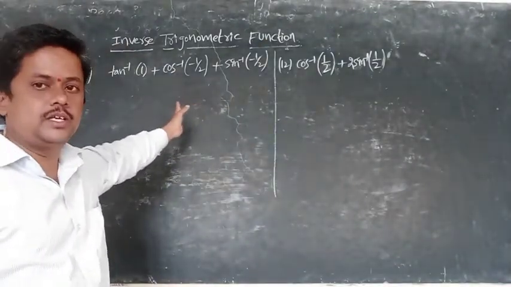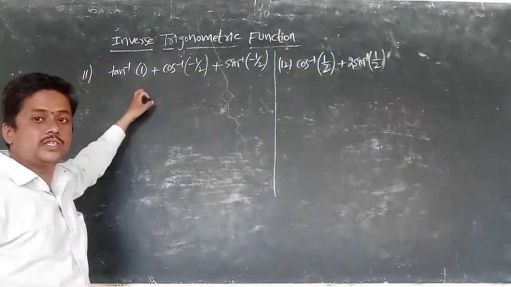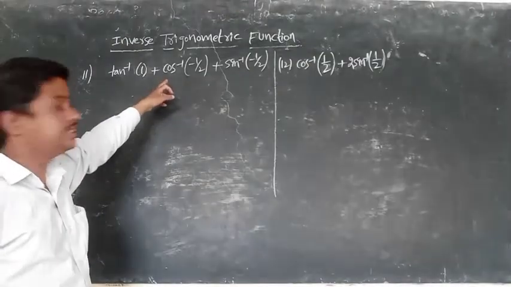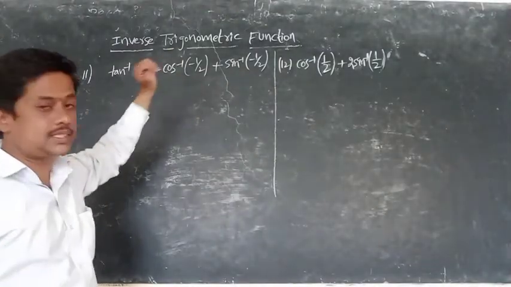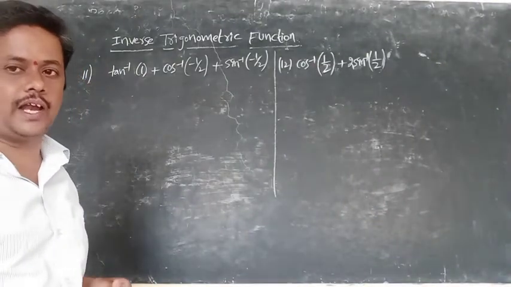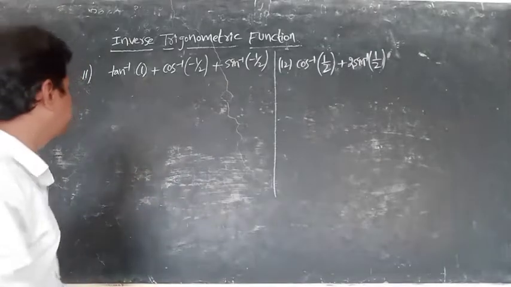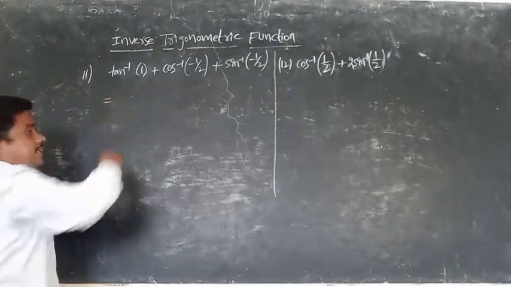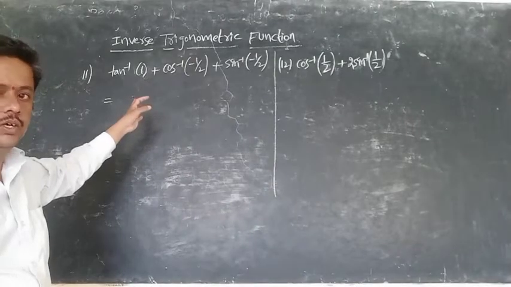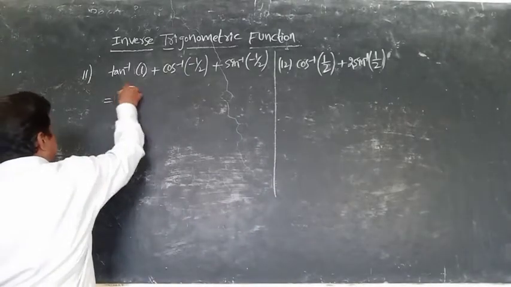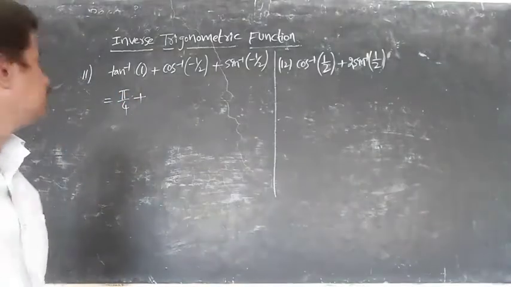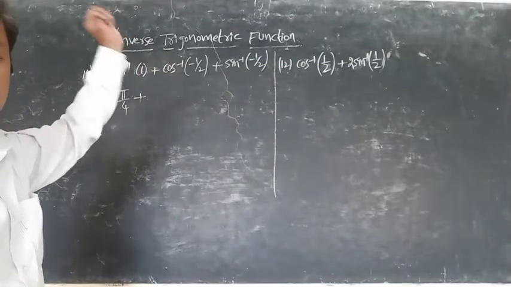Today I am going to explain some remaining problems related to exercise 2.1. We have to find the value of tan inverse 1 plus cos inverse of minus 1 by 2 plus sin inverse of minus 1 by 2. This is one of the important questions. How do we find it? Tan inverse 1 is 45 degrees, which is pi by 4. Next, cos inverse of minus 1 by 2.